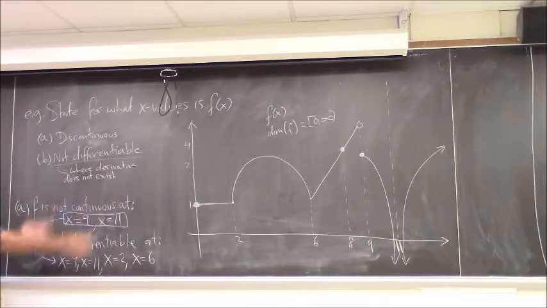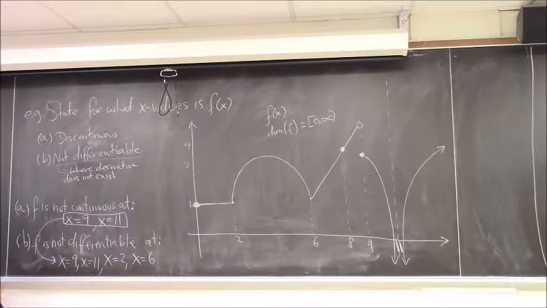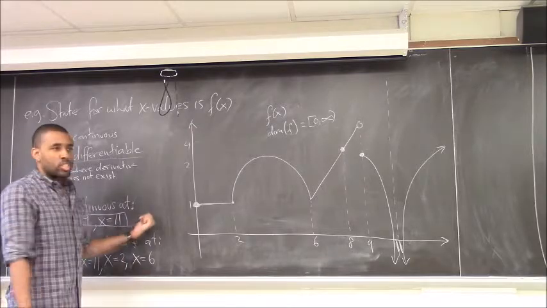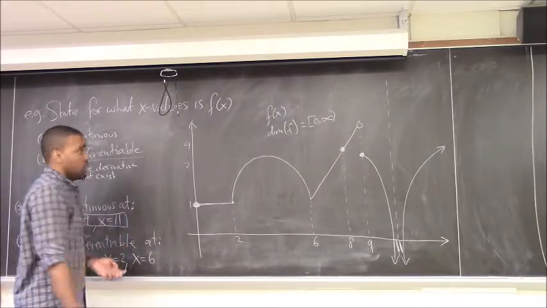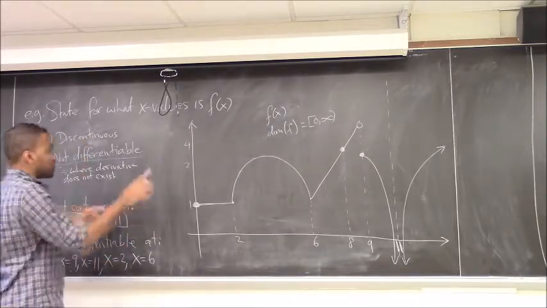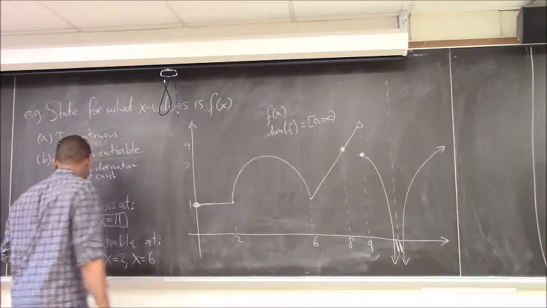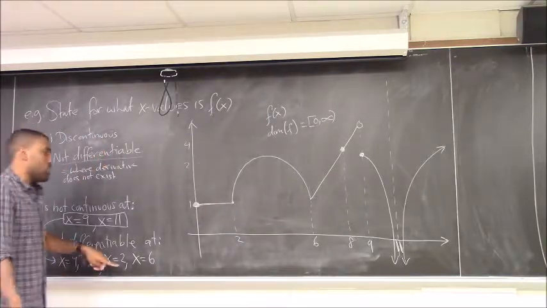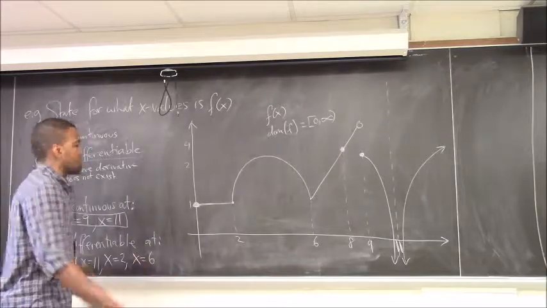So that might be a kind of problem I would ask on a test. And of course, I'd ask you to justify these points. So you'd say, why is it discontinuous? You can say x equals 9 because there's a hole. And then you can say, why is it not differentiable? You can say x equals 2 because it's a sharp corner.